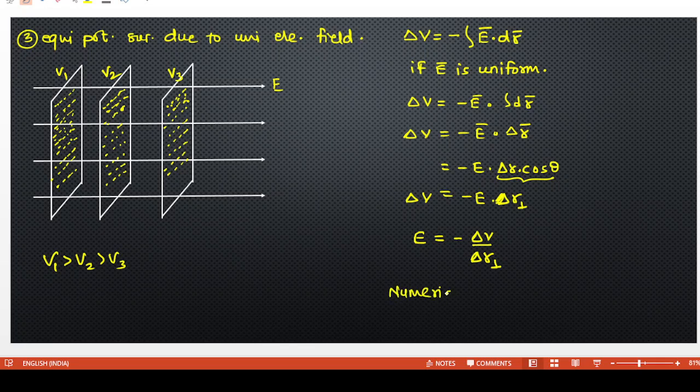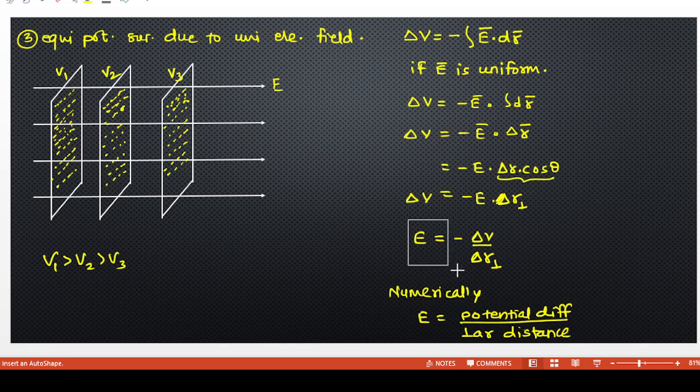If you just think of numbers, then you shall say the magnitude of electric field is equal to potential difference upon perpendicular distance. This is applicable only for uniform electric field. The formula potential difference upon distance is applicable only for uniform electric field, not in all cases. It is applicable only for the magnitude of a uniform electric field.